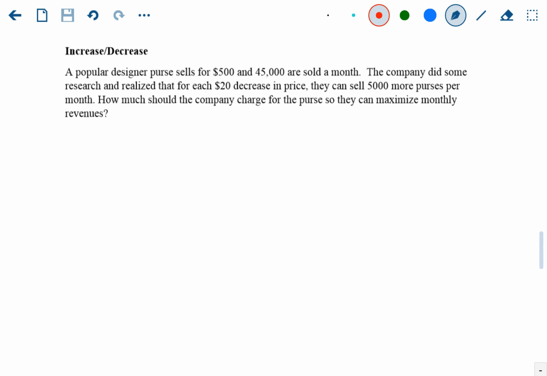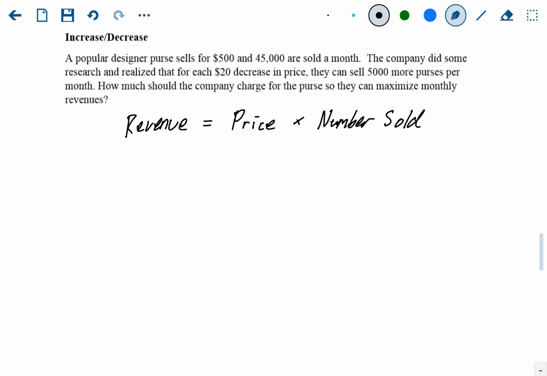All right, we're going to have to start this problem by figuring out how to calculate revenue. Revenue of something is going to be equal to the price times the number that's sold. So revenue is price times the number sold. In this particular problem, we're given a base price and a base number sold. Right now, the purse sells for $500. That's your price. And right now, they're selling 45,000 per month. That's your number sold.